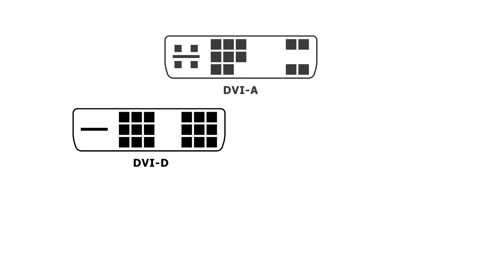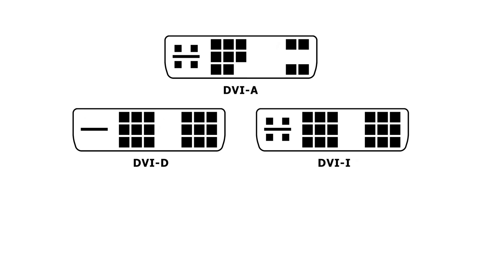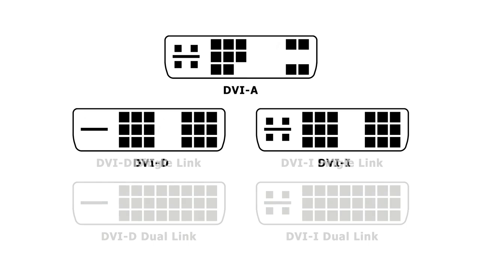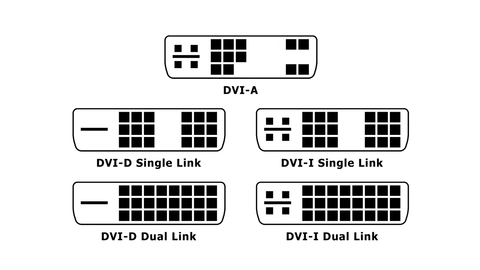DVI connectors come in one of 3 configurations known as DVI-D, DVI-A or DVI-I. In addition, DVI-D and DVI-I connectors may be single-link or dual-link. To explain what all of this means, let's take a closer look at the 5 possible DVI options.